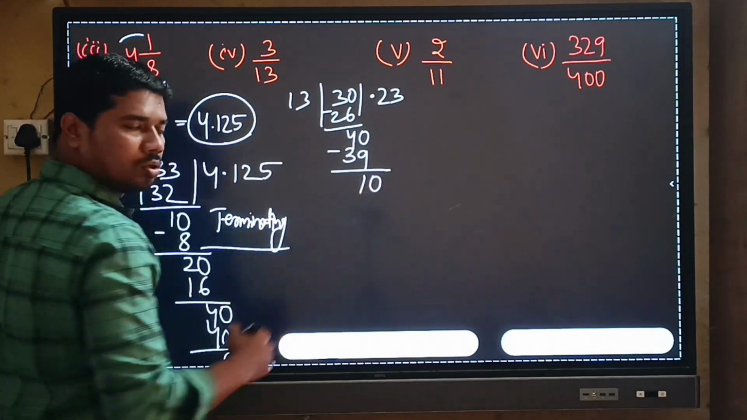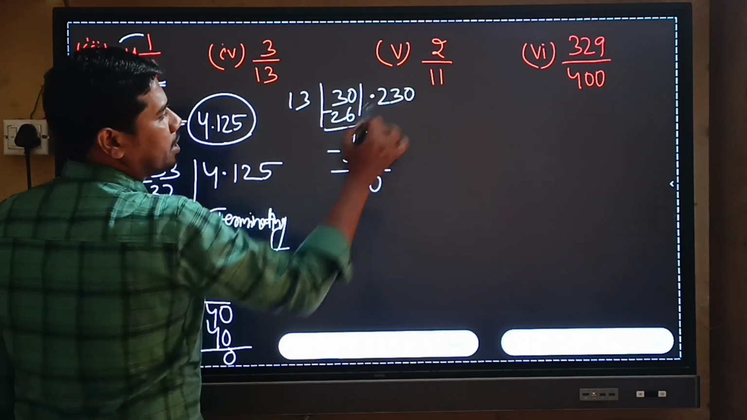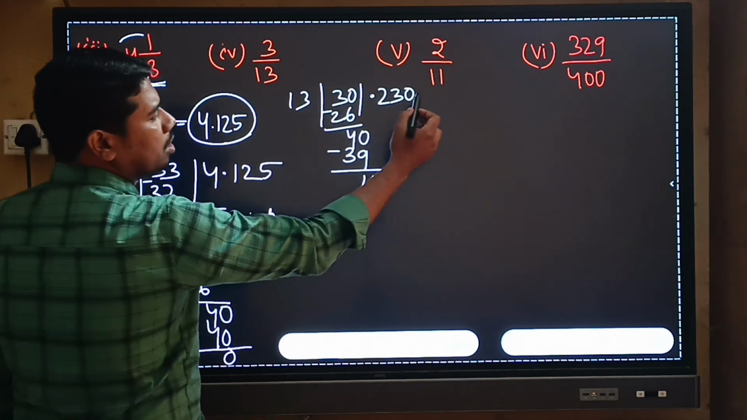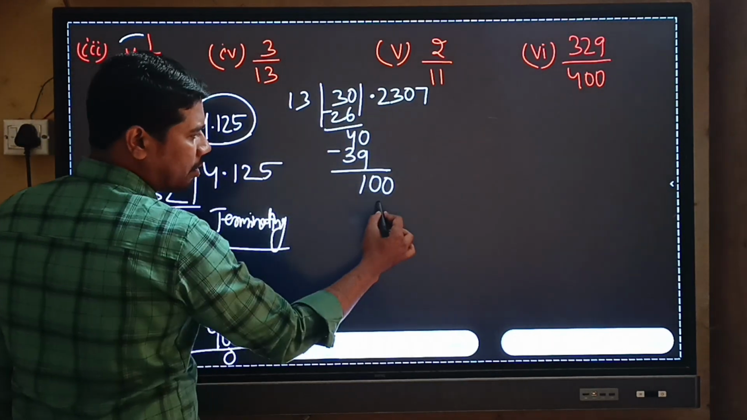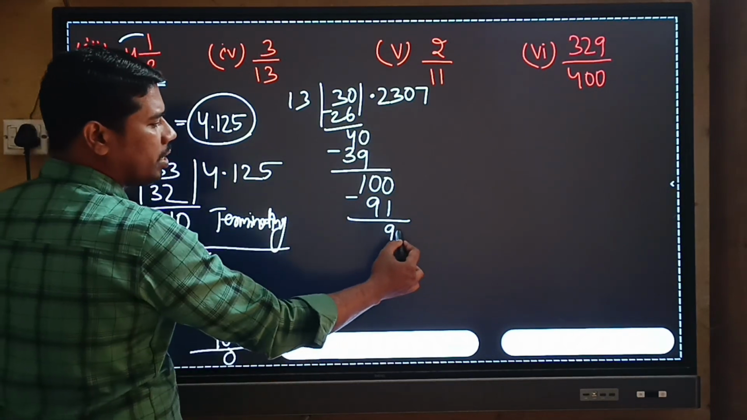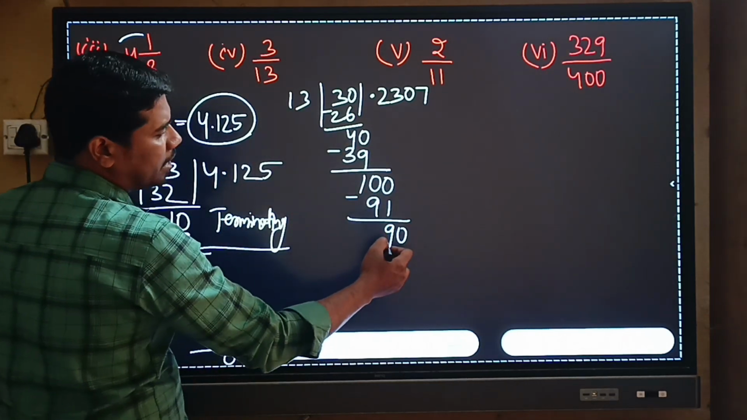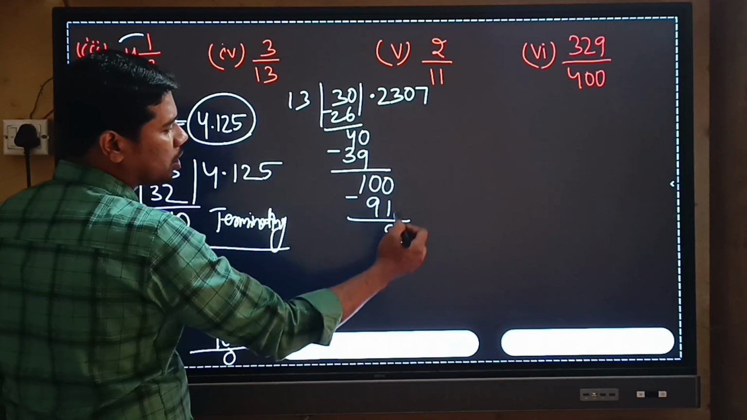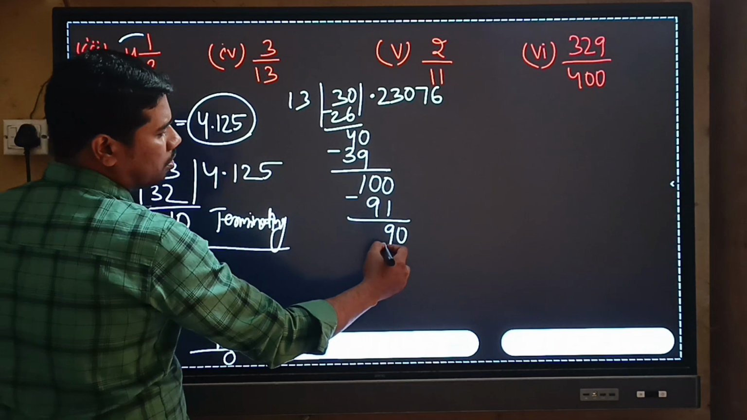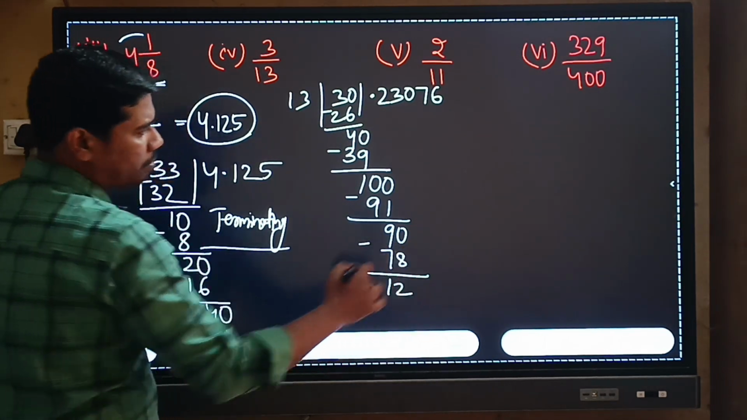Then the point is there, means 0. We can write now, 10 is also smaller than 13. So again 0 we write here. So the result will be 100. So 13 7s are 91. It will subtract, the result is 9. The point there means that will become 90. 13 6s are 78. 13 7s are 91, so it is bigger than 90. So we should write 13 6s here. 13 6s are 78. Then subtract, the result is 12 now.